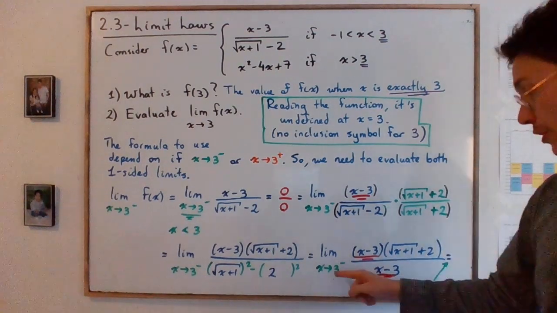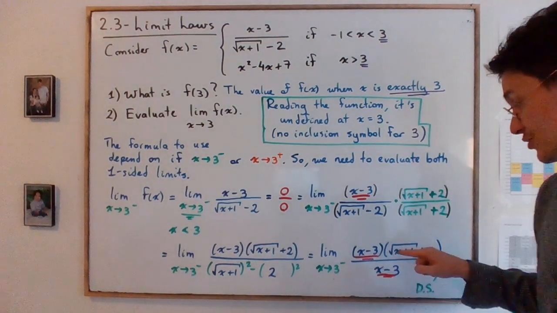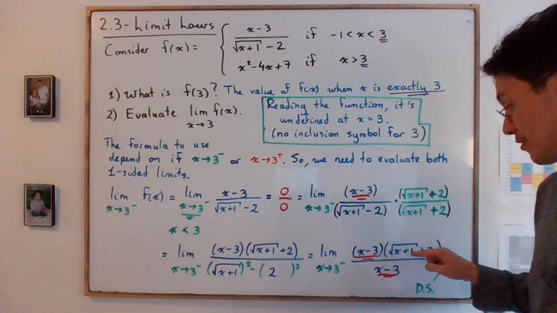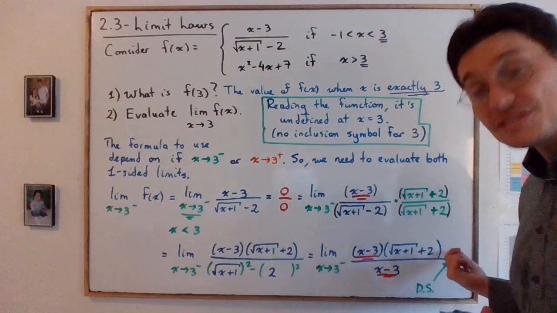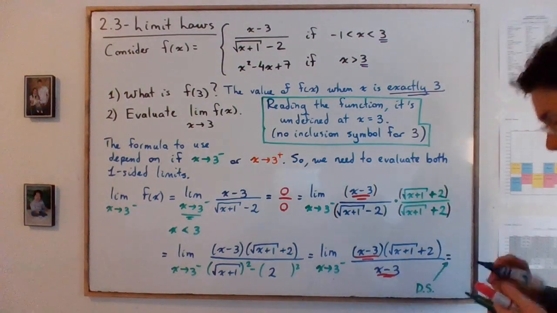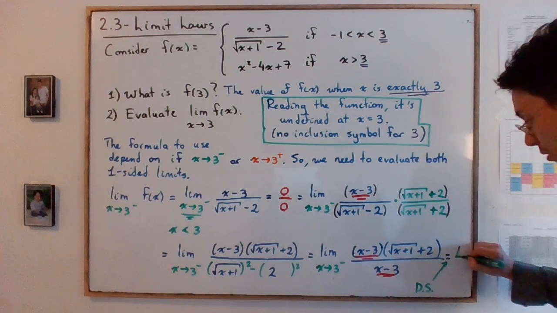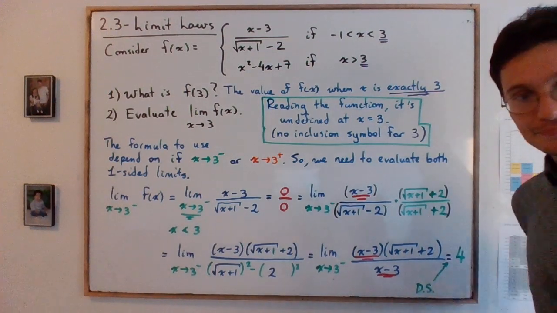So this is canceled. You replace 3 in here. So you've got the square root of 4, which is 2, plus 2. So the result of the limit from below is 4.